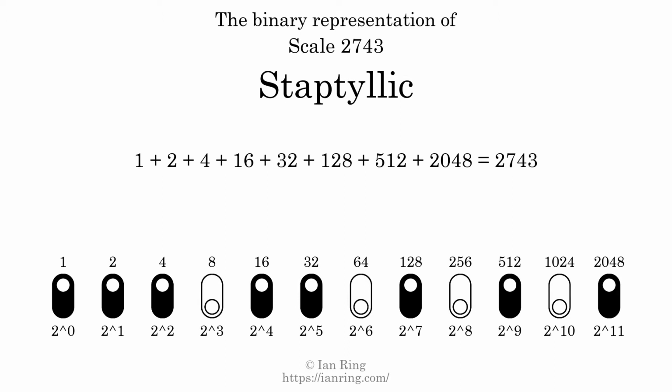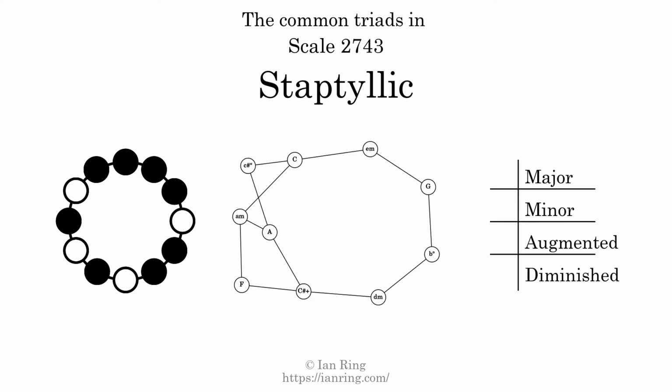The scale number not only enumerates the scale with a unique index, but it also literally describes the tonal content of the scale. Represented as a binary number in base 2, the scale number is 101010110111. Here are the common triads present in this scale.